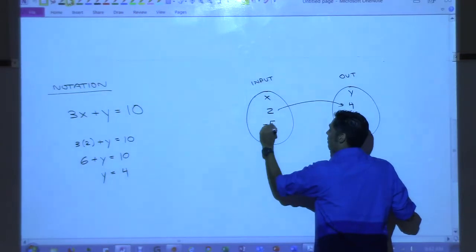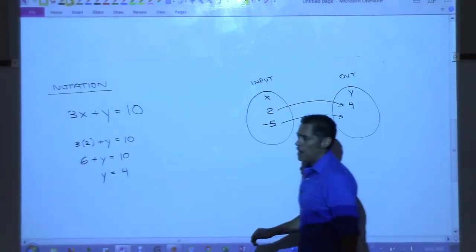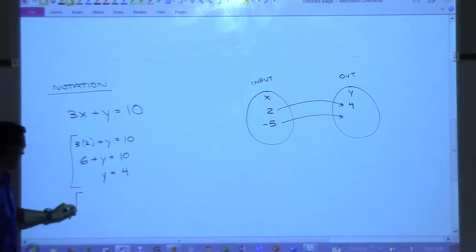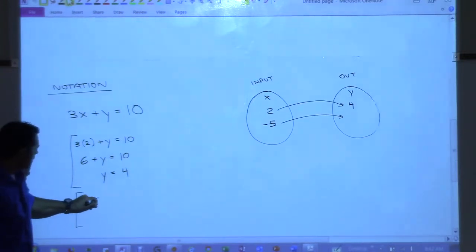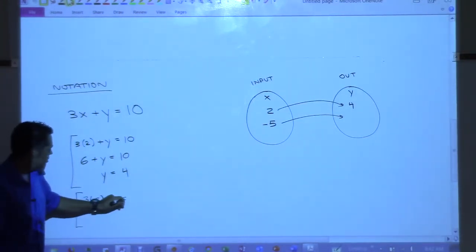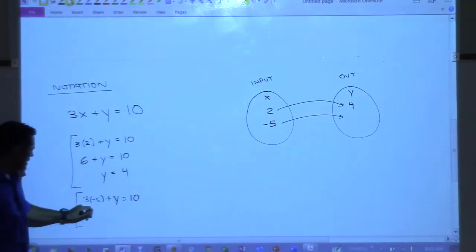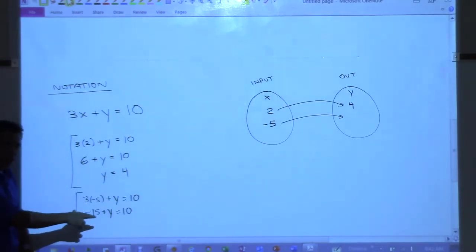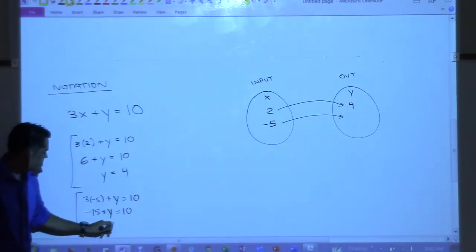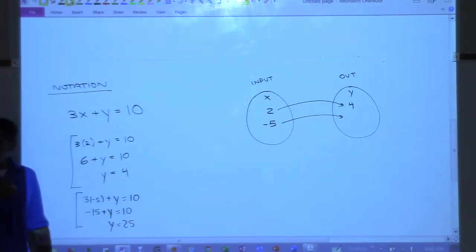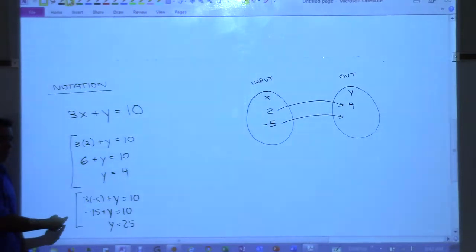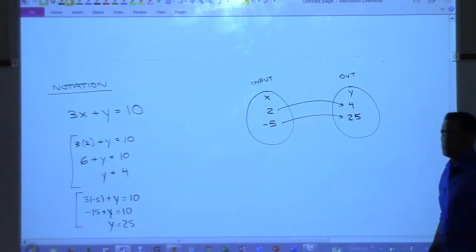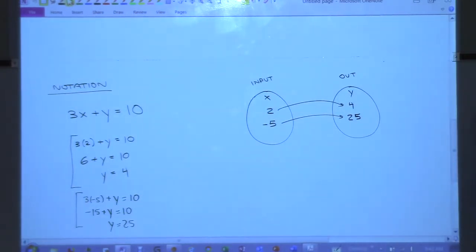How about negative 5? If I plug negative 5 in for x, can you figure out what the y would have to be? Well, let's see. If we plug in negative 5, 3 times negative 5 plus y equals 10, then that's negative 15 plus y equals 10. Add 15 to both sides, right? And you would get 25. So again, if I provide you an x, looks like you can provide a y, right? So for every x that gets plugged in, looks like there's a y output, right? And I could keep doing this all day long.